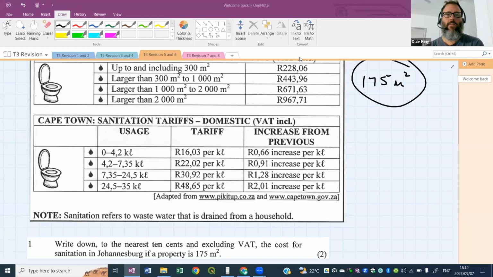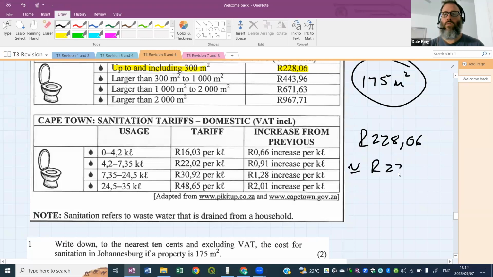228,10. Yes. So it's 175 meters squared, and this line here says up to and including 300 meters squared. So that's the bracket that we're working in. And we are looking therefore at this tariff here, which is 228 Rand and 6 cents. But we need to round that off to the nearest 10 cents. So we will say 228,10.